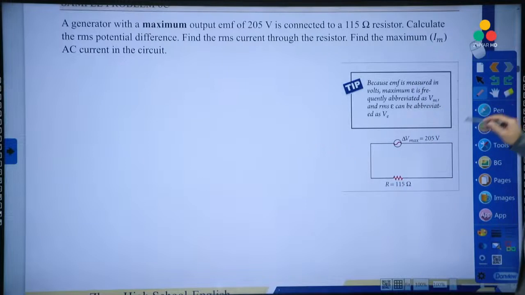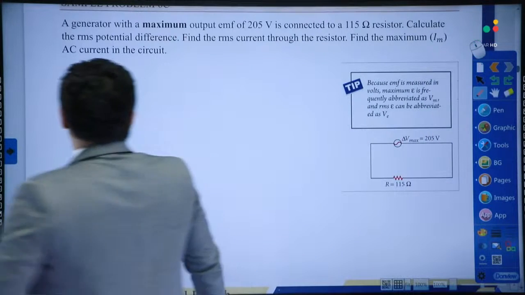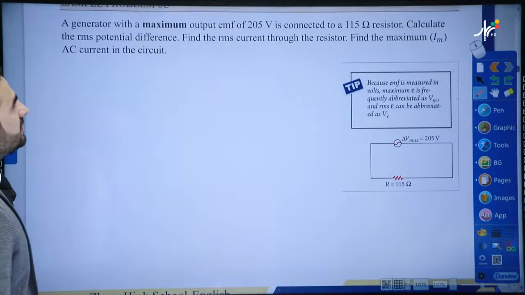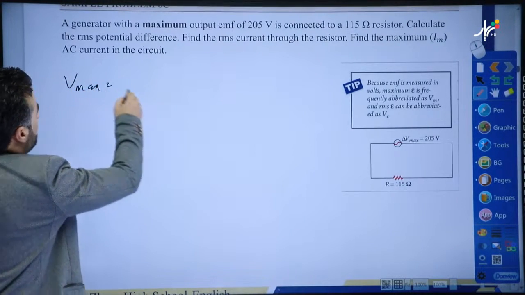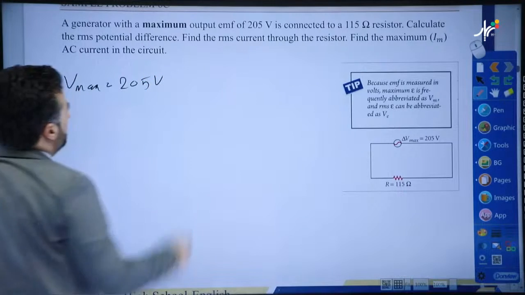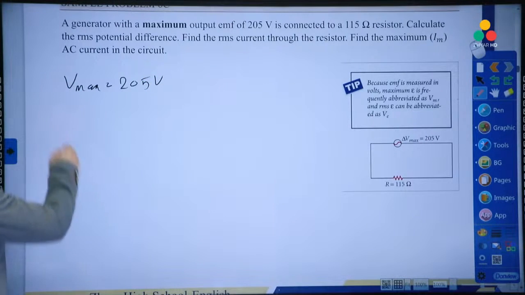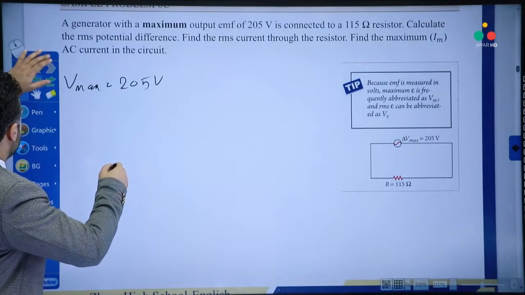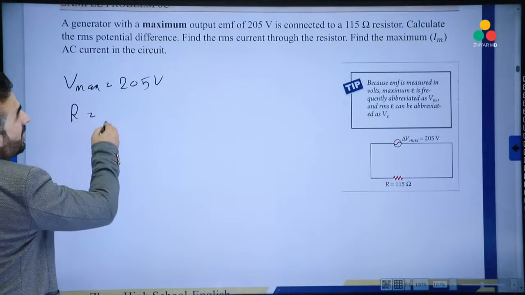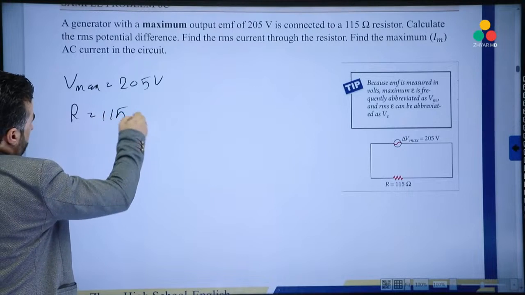All right. So now let's write the information that is given. So we have maximum output electromotive force. So we can say we have Vmax, which is about 205 volts. Okay, and then it's connected to a resistor. The value of this resistor is basically 115 ohms.